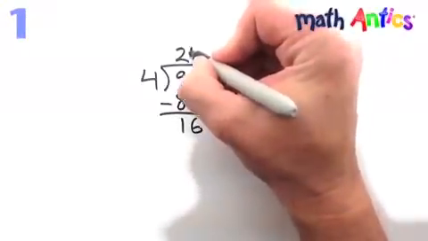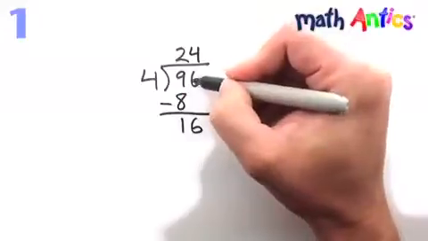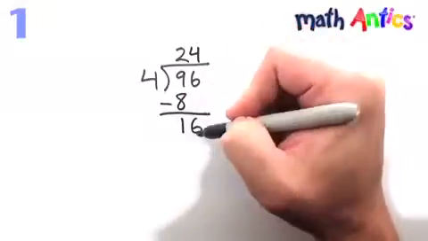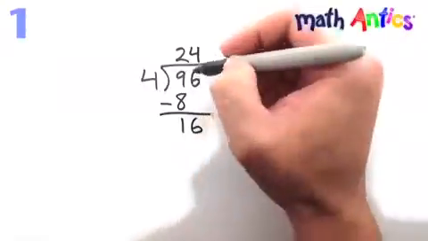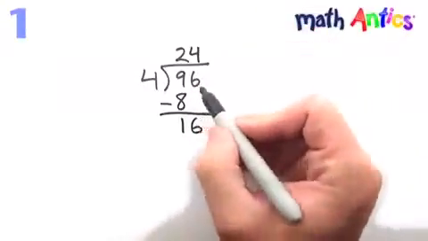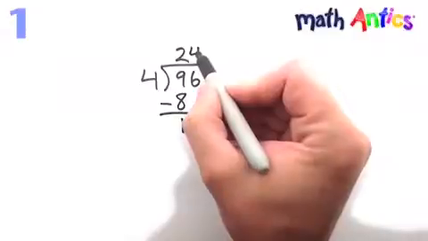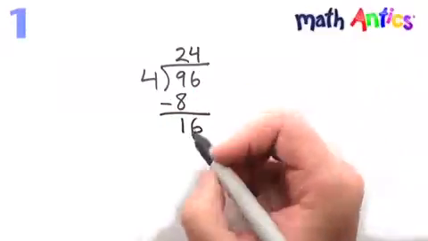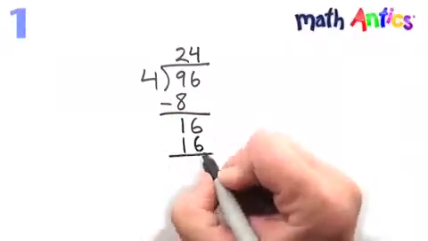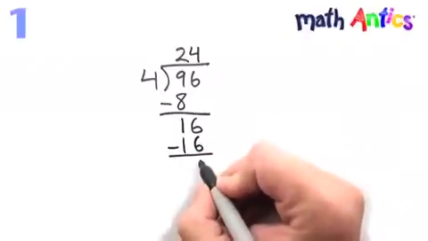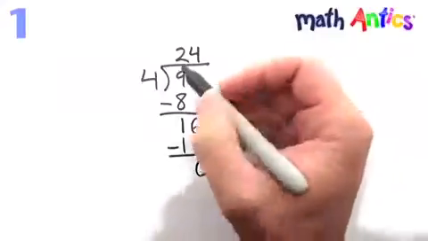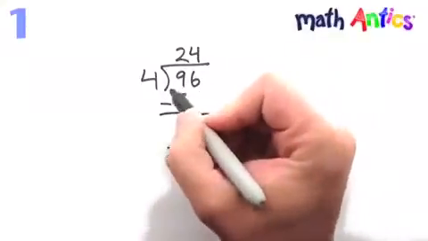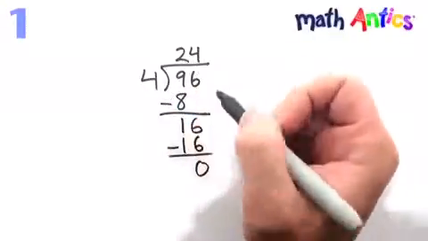So we put 4 in the answer line and we line it up with the 6 that we're dividing up, because even though we're dividing up the 16, this is the digit that we're dividing up. So now we multiply this 4 times that 4, gives us 16. We subtract it from that 16, that gives us 0, which shows that we have no remainder. So we're done. So 96 divided by 4 equals 24.